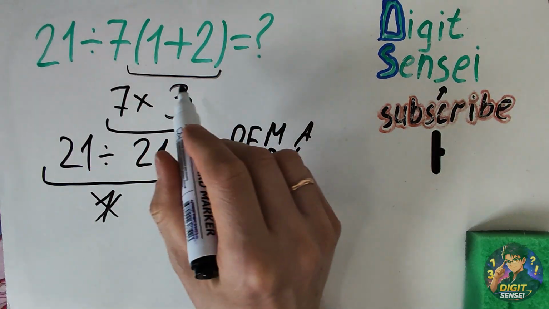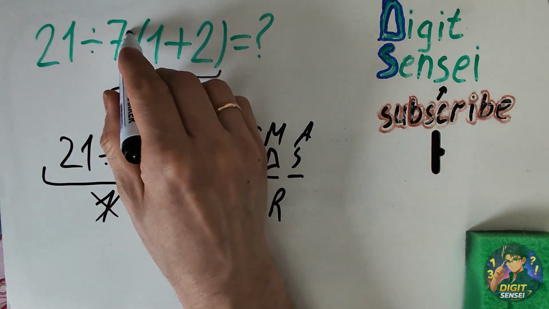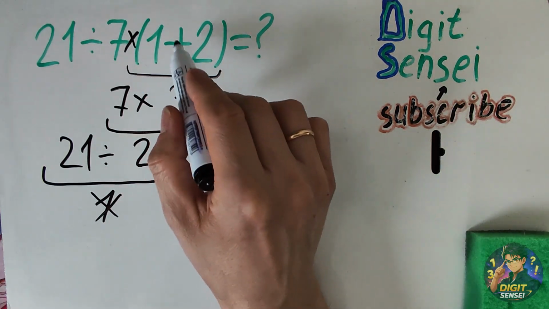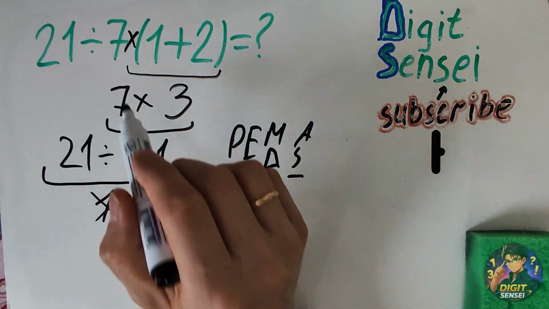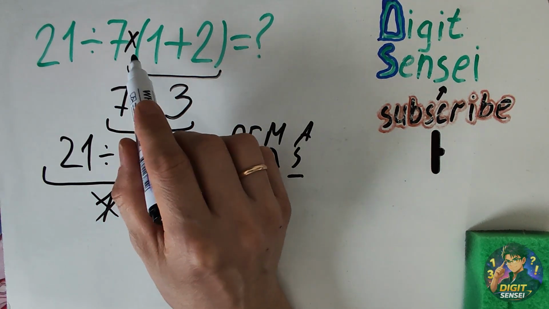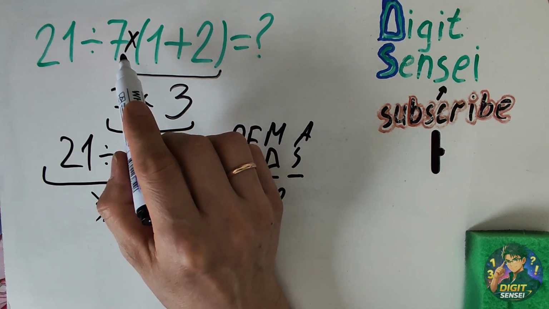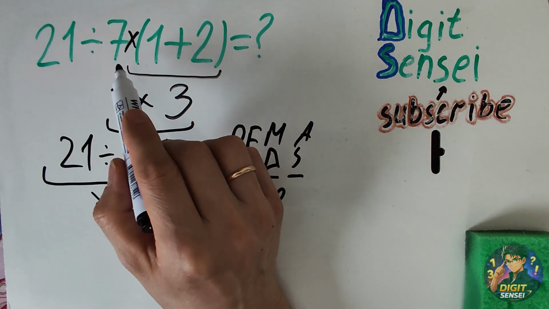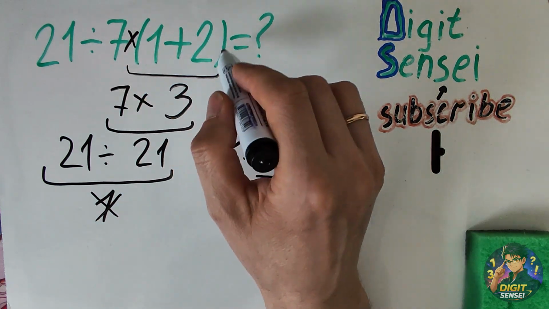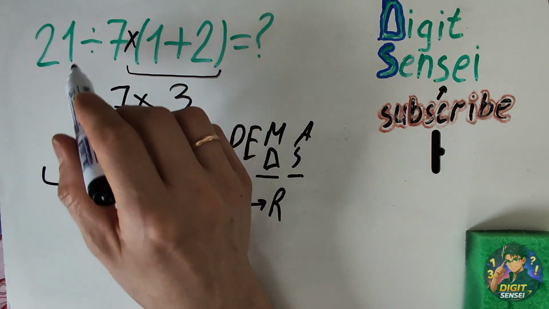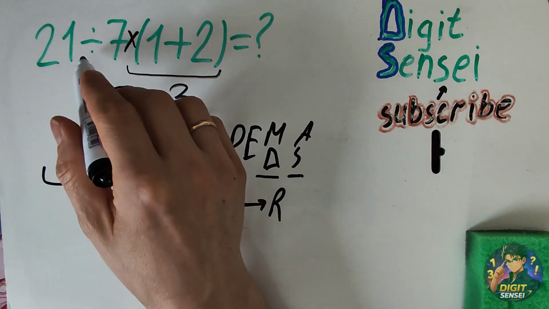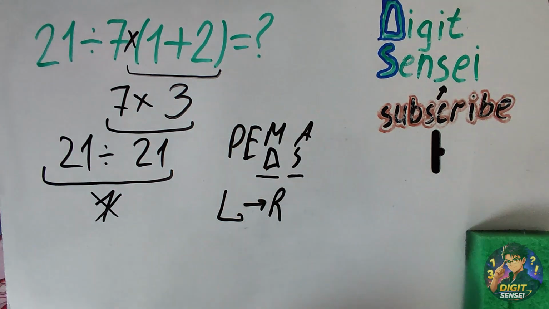In this expression, we have one division, one multiplication, and one parentheses. Inside this parentheses, we have one addition. Here we have a multiplication, because in mathematics, when a number is placed next to parentheses, it means multiplication, and we usually don't write the multiplication sign for brevity. So, according to PEMDAS, first we have to do this parentheses, then this division, and finally this multiplication. If we do this multiplication before this division, it is wrong.